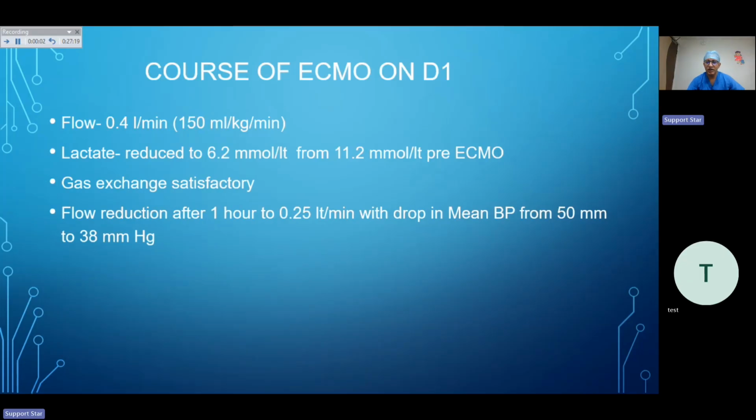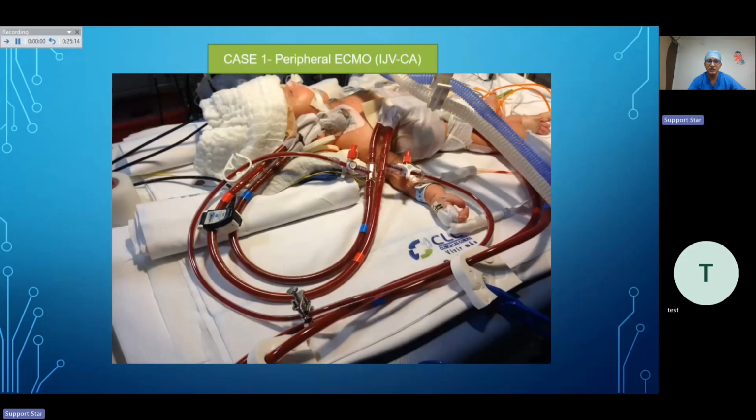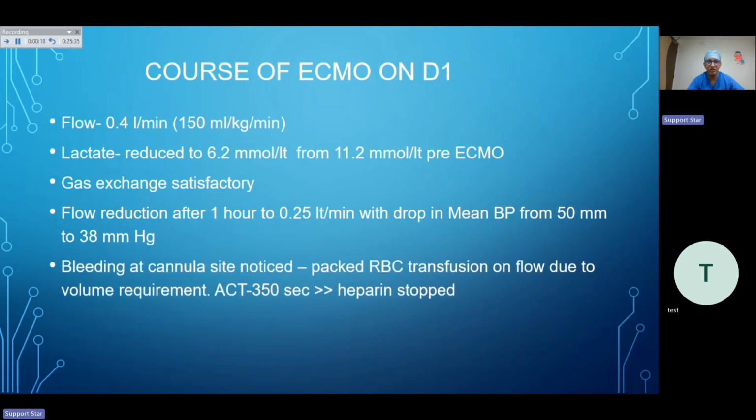In this patient, you can see the weight is 2.7 kilos. At 2.7 kilos, we run around 150 ml per kilo per minute. The lactate reduced from 11.2 to 6.2. Gas exchange was satisfactory. However, there was a flow reduction after 1 hour, suddenly to 0.25 liters from 0.4. And mean BP also reduced from 50 to 38.